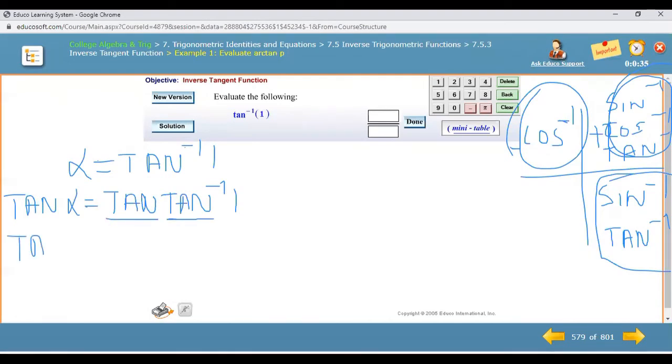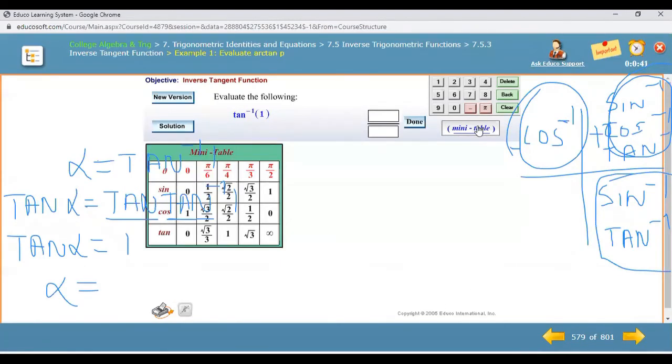So tangent alpha is what? 1. And looking at the mini table, tangent alpha is 1. For what angle is tangent 1? Tangent is 1 for pi over 4. So alpha is what? Pi over 4, or I will say alpha is 45 degrees.